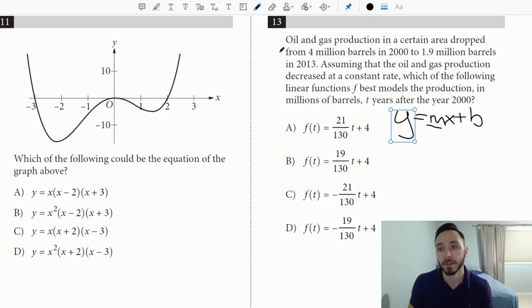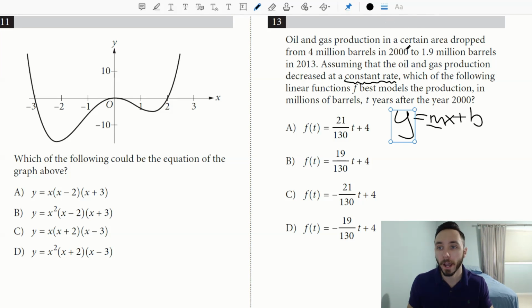Oil and gas production in a certain area dropped from 4 million barrels in 2000 to 1.9 million barrels in 2013. Assuming that the oil and gas production decreases at a constant rate. Okay, so keyword: constant rate. SAT will frequently tell you when something has a constant slope. Which of the following linear functions, it even tells you linear, best models the production in millions of barrels t years after 2000? That's kind of important. It's just saying after the year 2000.